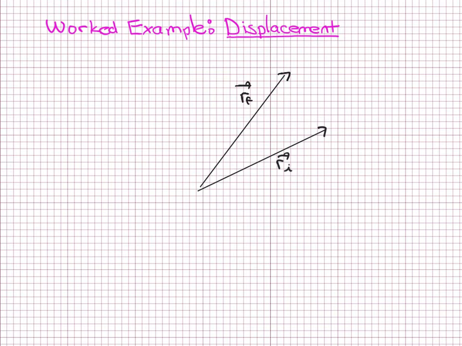Then by definition, the displacement vector is your change in position. So delta r is the displacement. And we can see from this picture that r sub i plus delta r is equal to r sub f.